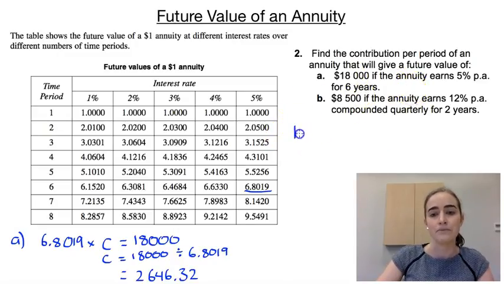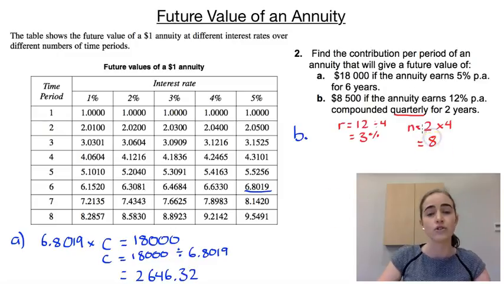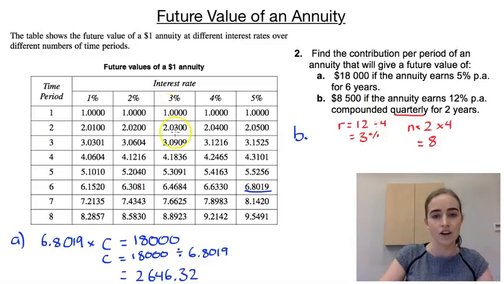All right, let's have a look at part B. So for part B, we've got an annuity earning 12% per annum, compounded quarterly for 2 years. So because it's 12% per annum, but it's compounded quarterly, we're going to have to go 12 divided by 4, which would get us 3% per quarter. And our 2 years, this is our N, but it's happening quarterly, so it's going to happen 4 times every year, means we're going to have a total of 8 time periods. So in this one, from our table, we're going to look at 3% and 8 time periods is going to be this value down here.